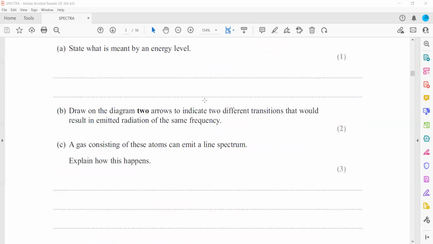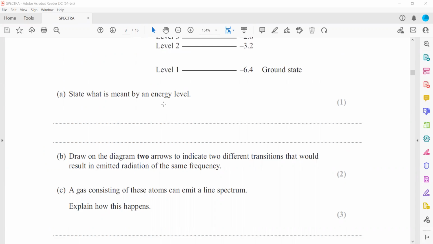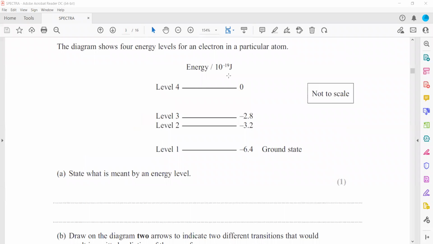Draw on the diagram two arrows to indicate two different transitions that would emit. So keep this in mind: if they are asking for emission, the emission spectrum is only jumping from higher to lower. If sometimes they ask absorption, absorption is from lower to higher. So we have to indicate two different transitions that would result in emission of the same frequency, same energy. So we have to check the energy difference here.